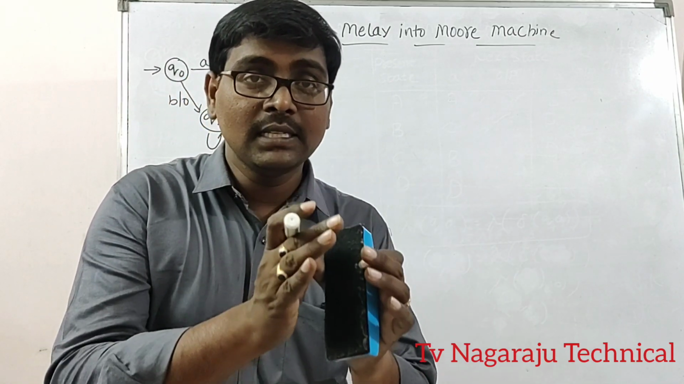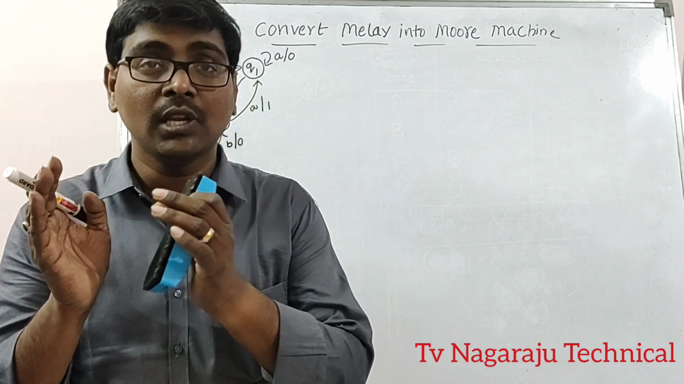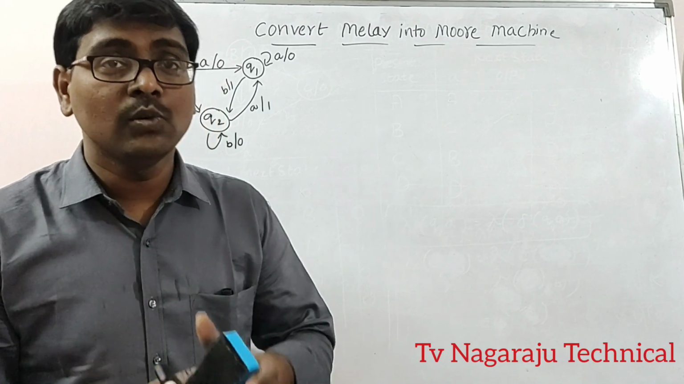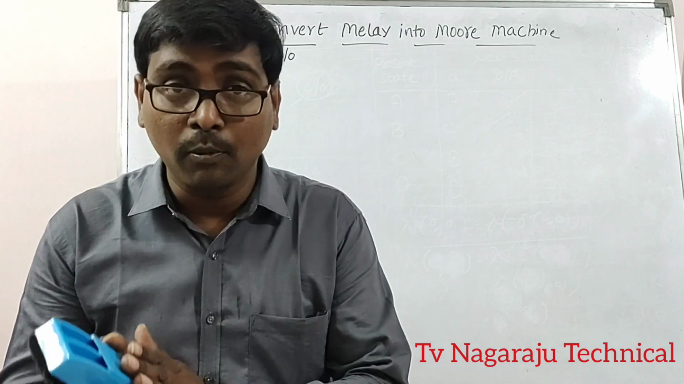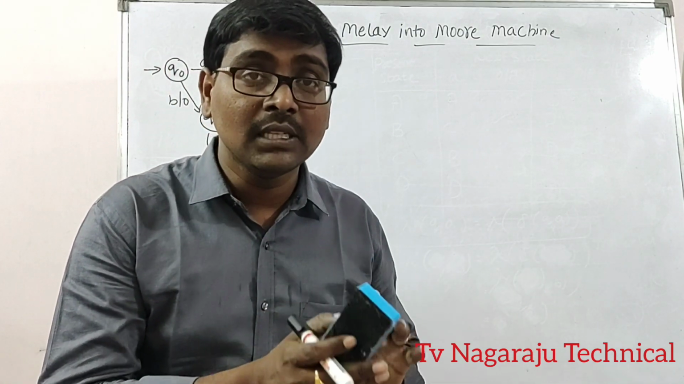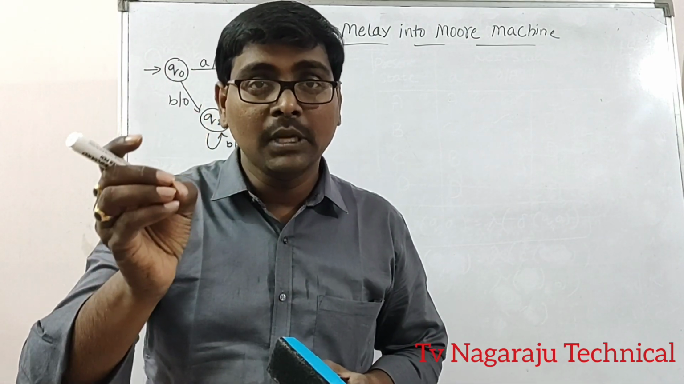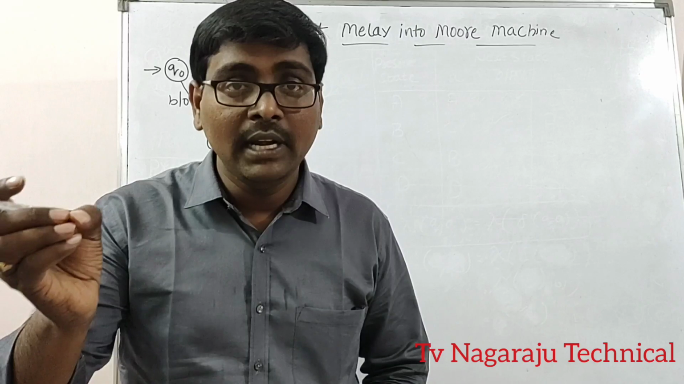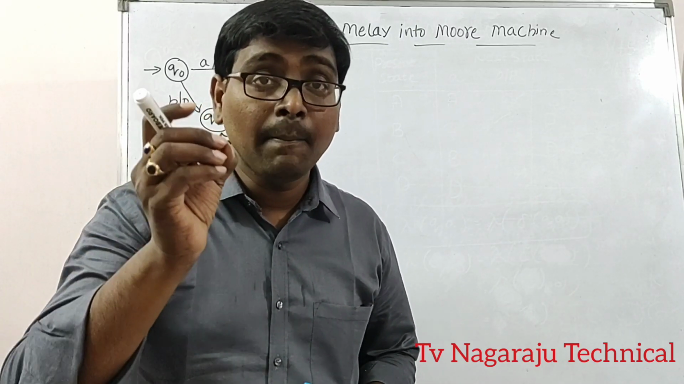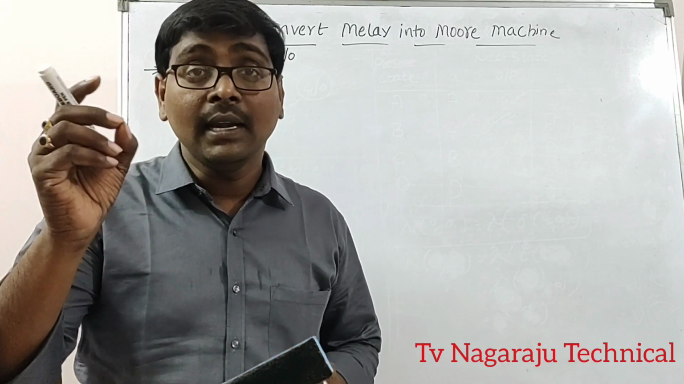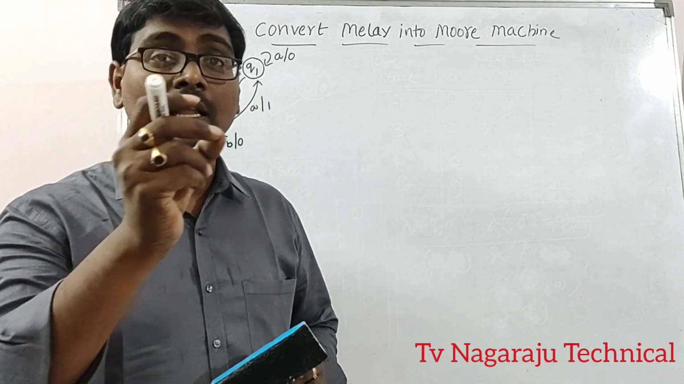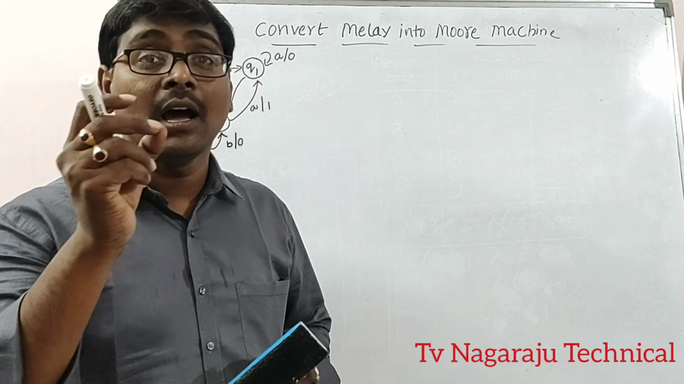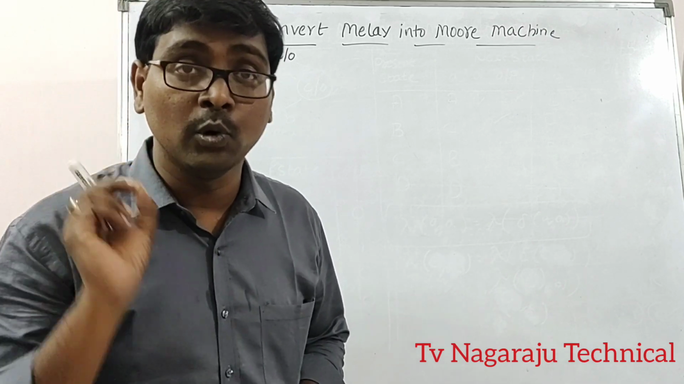First of all, what is the difference between Moore Machine and Mealy Machine? Those two are finite automata with outputs, and the difference is that in the Moore Machine, the output depends only on the present state. But in the Mealy Machine, the output depends on the present state along with the input.